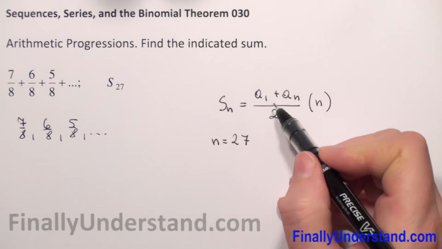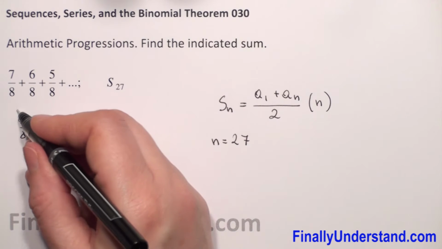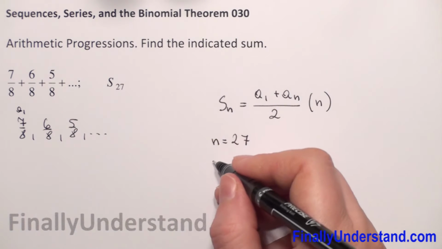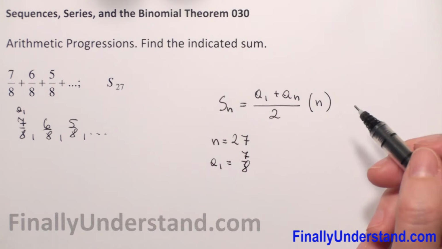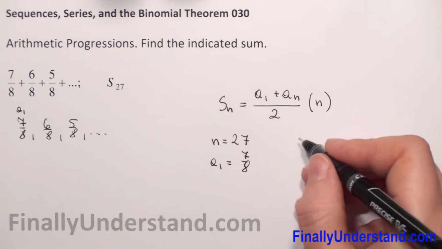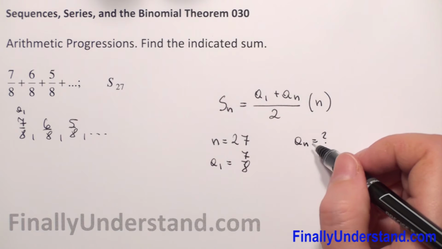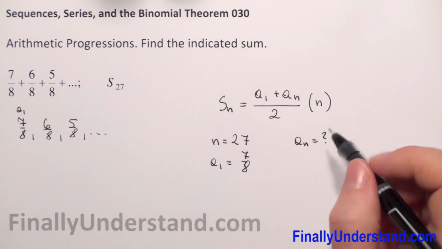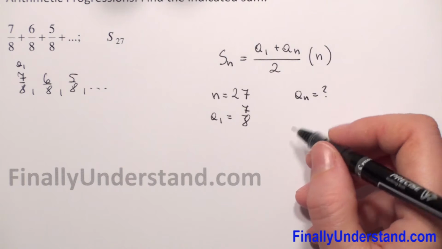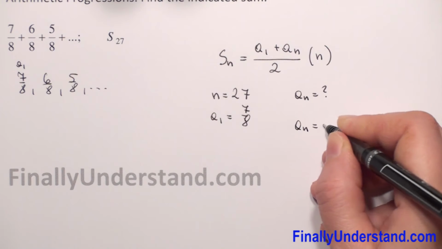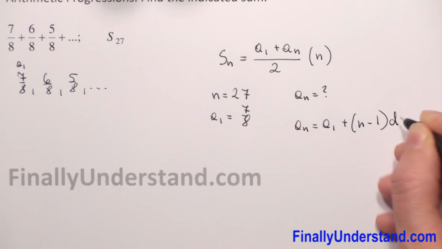What else? The first term of our arithmetic progression is 7 over 8. So a1 is 7 over 8. What else do we need? We need to have an, the n-th term of our arithmetic progression. So let me remind you the formula that an is equal to a1 plus n minus 1 times d.